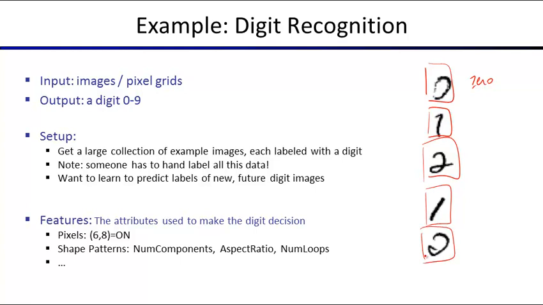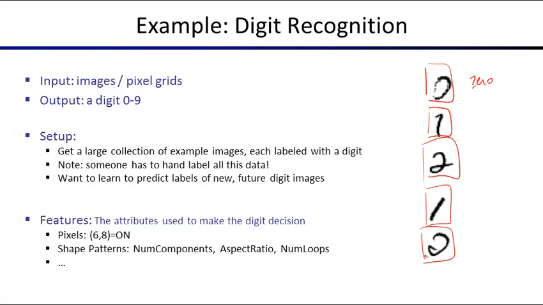So the task here is you get some kind of digit written down. This could be an application. Your application could be reading checks automatically, or you could be reading addresses on mail envelopes automatically, and you somehow have to figure out what the numbers are that are appearing on this particular scan that you made.